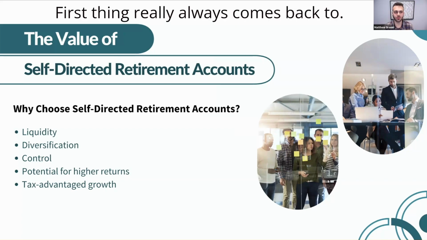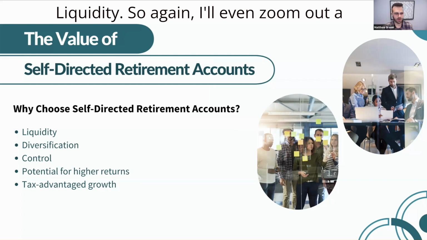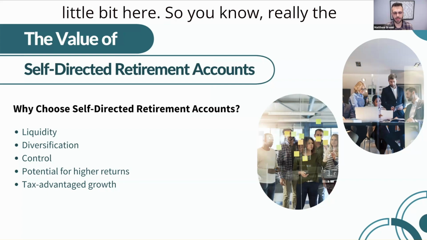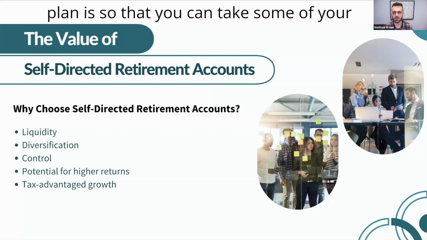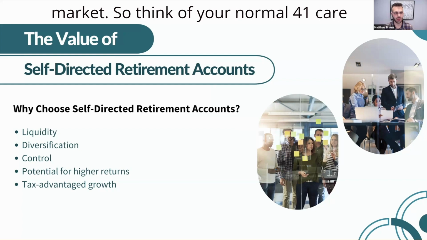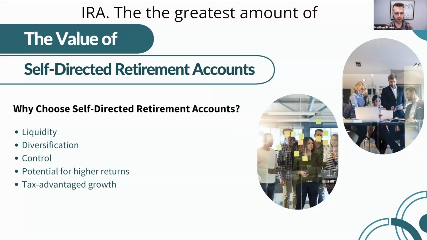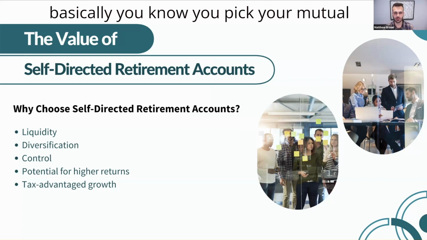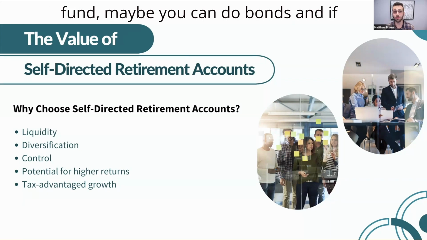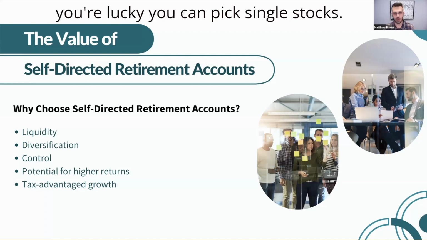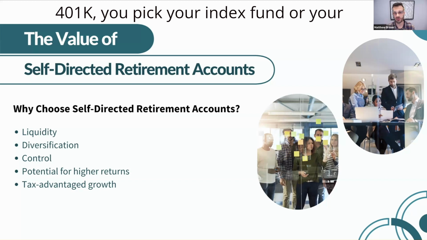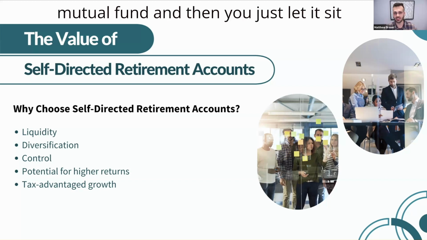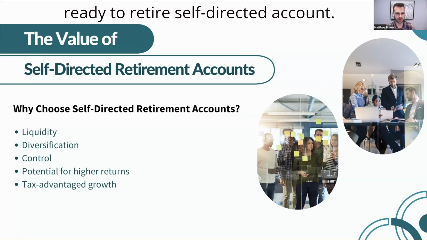First thing really always comes back to liquidity. So again, I'll even zoom out a little bit here. Really, the reason for even having a self-directed plan is so that you can take some of your investments that are in the traditional market. So think of your normal 401k or IRA. The greatest amount of diversification that you can get is basically, you pick your mutual fund, maybe you can do bonds. And if you're lucky, you can pick single stocks. But for the most part, inside of an IRA or a 401k, you pick your index fund or your mutual fund, and then you just let it sit for 30, 40 years until you're ready to retire.